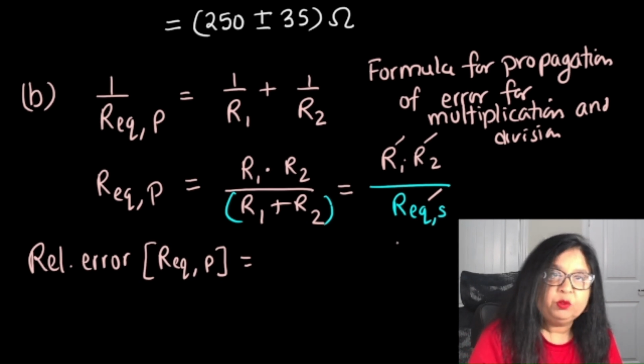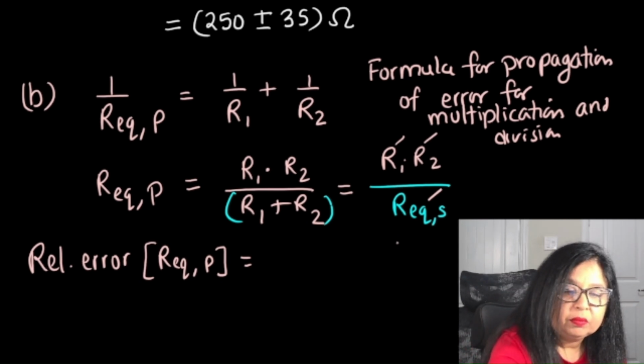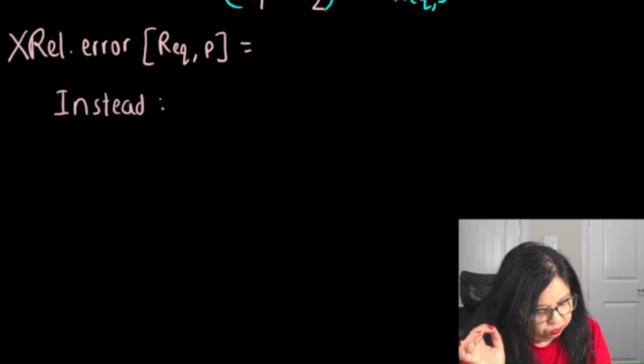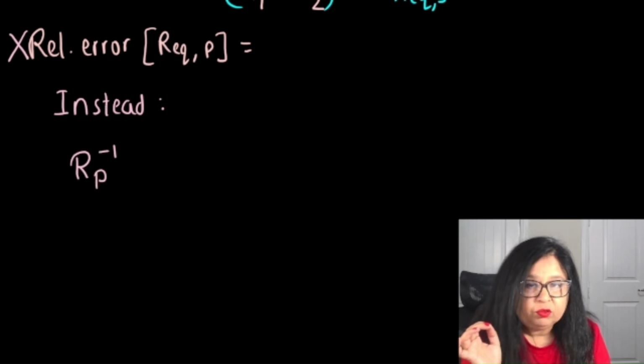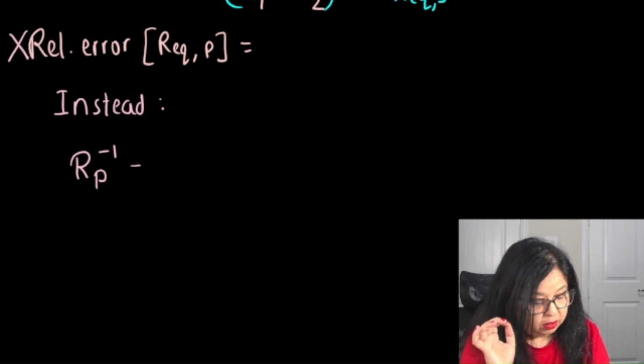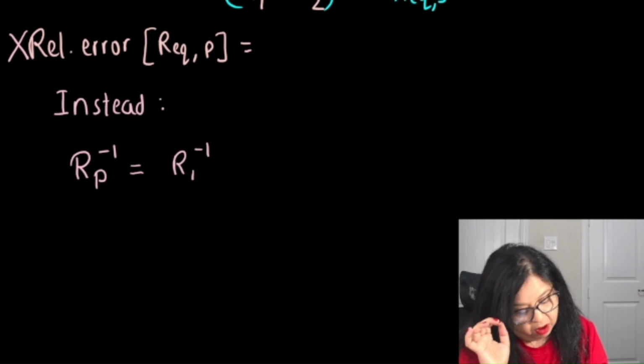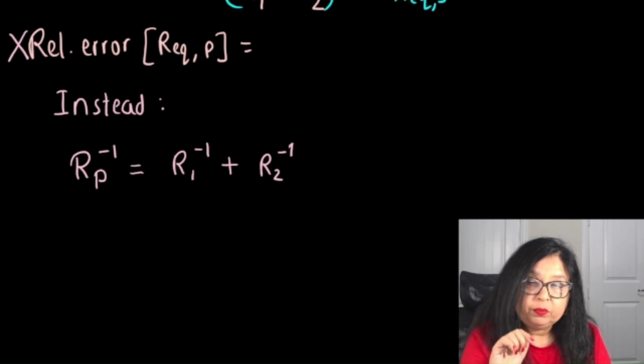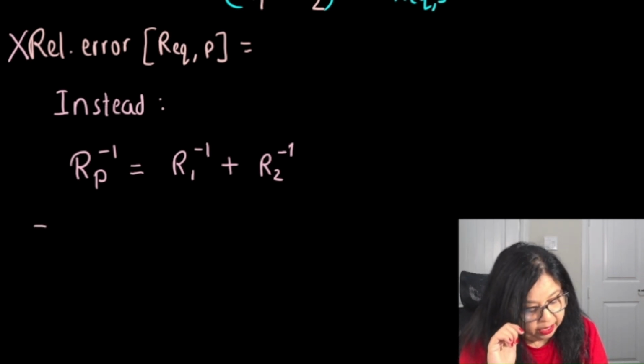So how do we solve this problem? Instead, here's what we're going to do. We're going to write this as Rp to the power minus 1. It is implied that this is R equivalent parallel. R1 to the power minus 1 plus R2 to the power minus 1. Now we're going to differentiate it. And when we differentiate it, what do we get? This minus sign comes out.